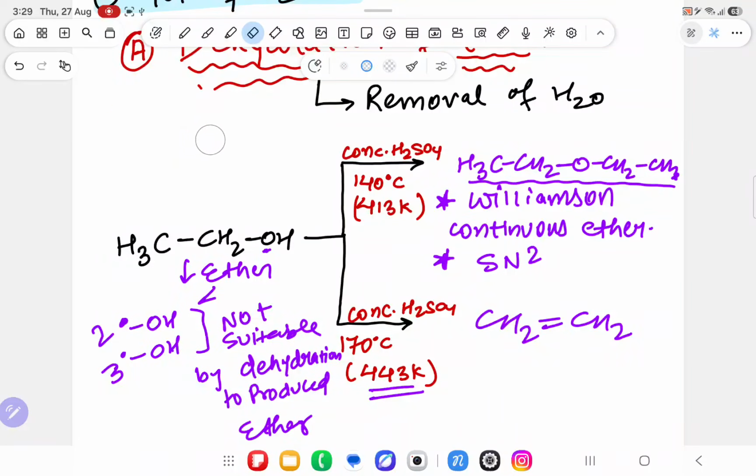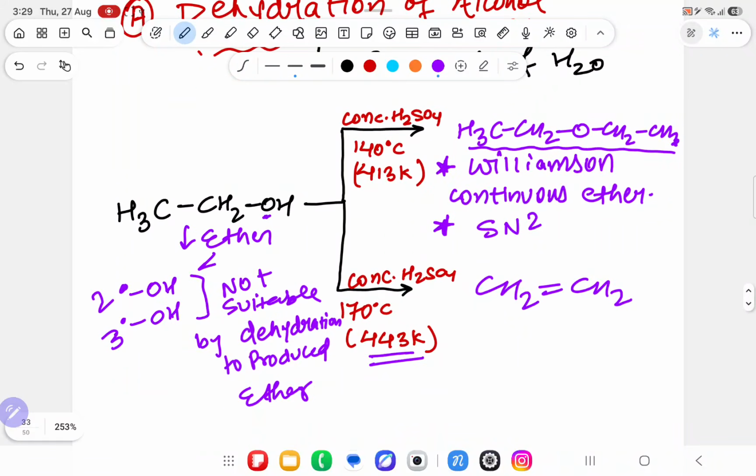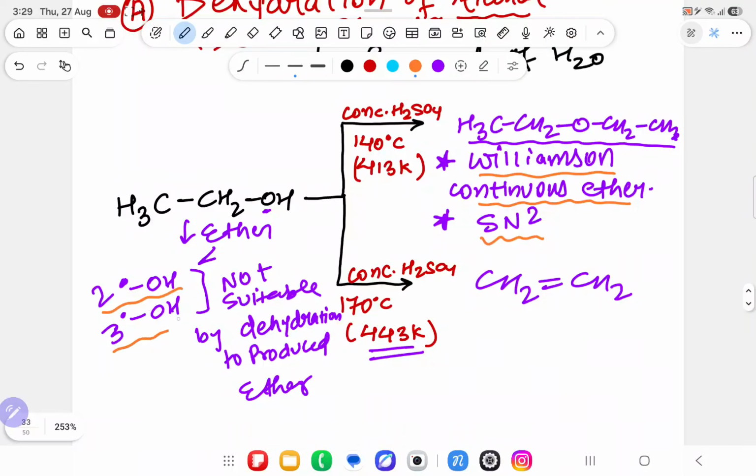See over here. First, learn the reaction as it is. Not that much of a big deal. First of all, at 413 Kelvin, it will do formation of ether. This is known as Williamson continuous ether, not synthesis method. It will follow the SN2 mechanism. 2 degree and 3 degree alcohol are not suitable for dehydration to produce ether.